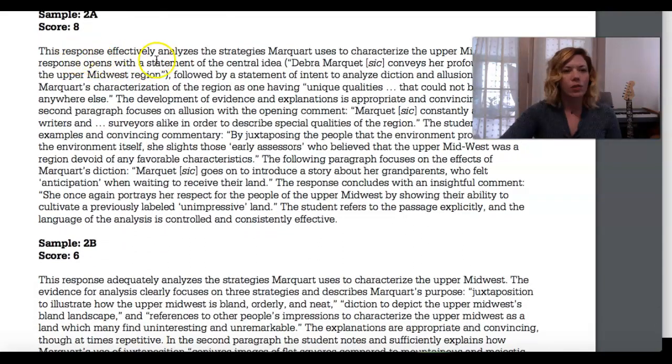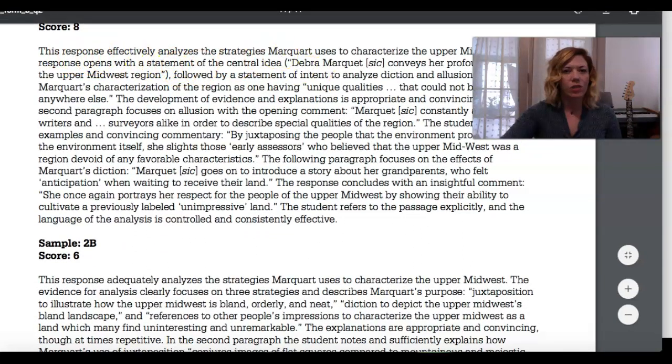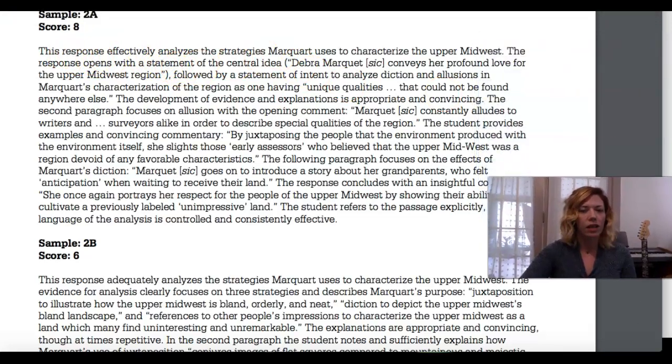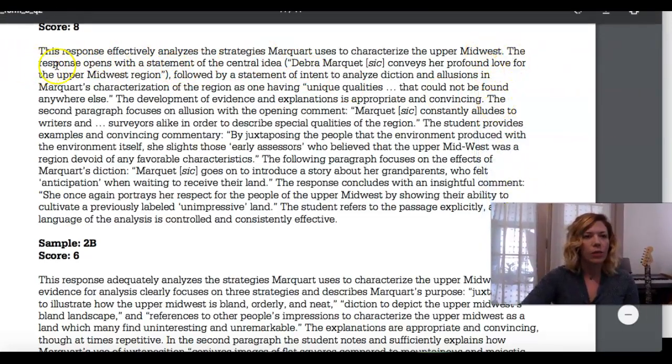So it says, this response effectively analyzes the strategies the author uses to characterize the Upper Midwest. The response opens with a statement of the central idea, and this little mark right here means spelling incorrect, by the way. So the author conveys her profound love for the Upper Midwest region, followed by a statement of intent to analyze diction and allusions in her characterization of the region as one having unique qualities that could not be found anywhere else. So essentially, the scorers are saying there was a good, strong, and clear thesis.